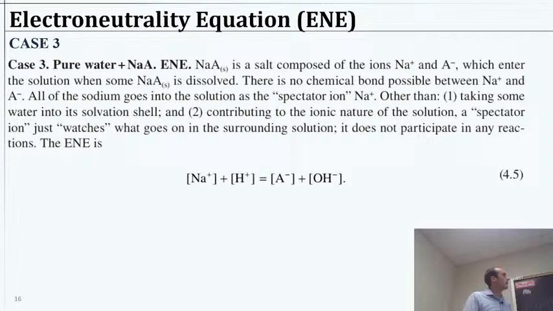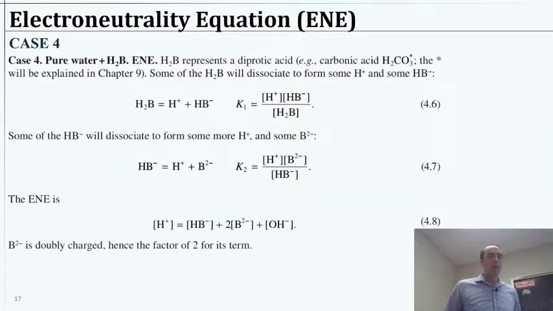All right, let's see. At that point, now we have two cations, and we'll do Na plus H plus equals A minus plus OH minus. All right, the fourth case then, we have H2B. So we've got a diprotic acid, essentially. This would be like carbonic acid. And some of it's going to dissociate, but not all of it. So that's the complication here. That's why we have H2B.